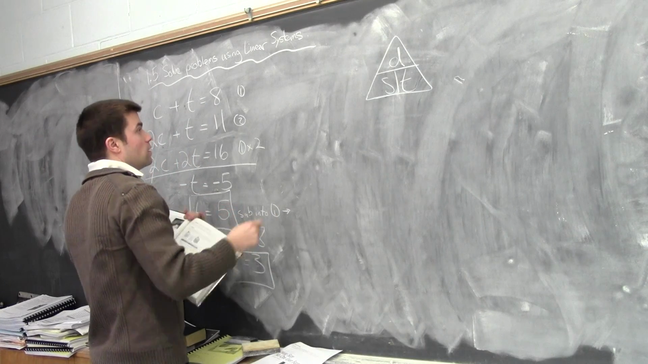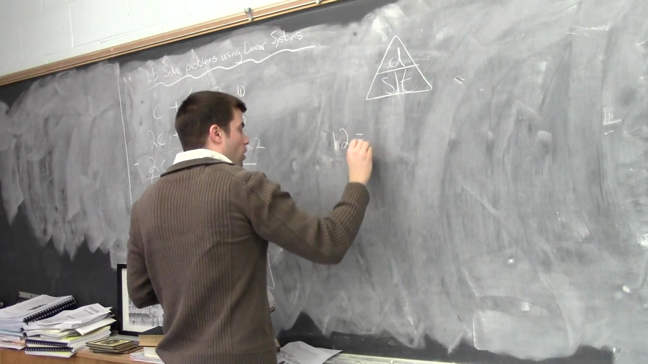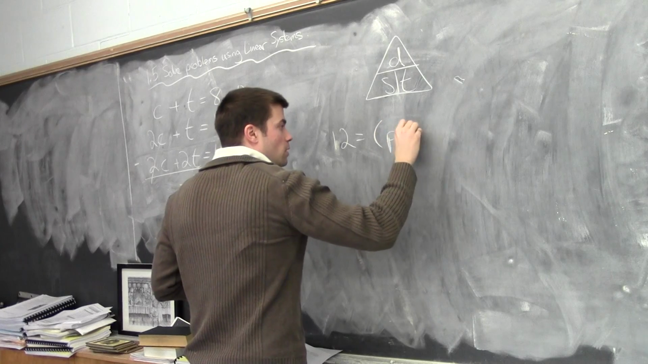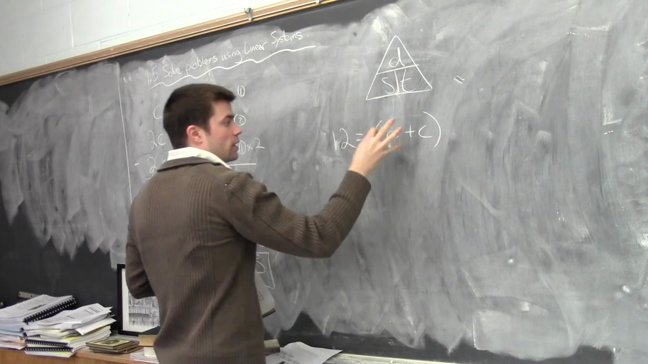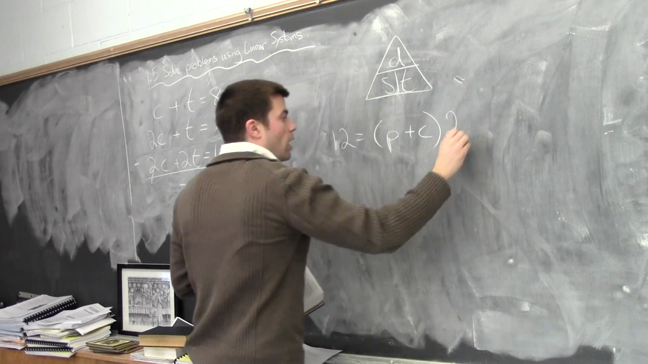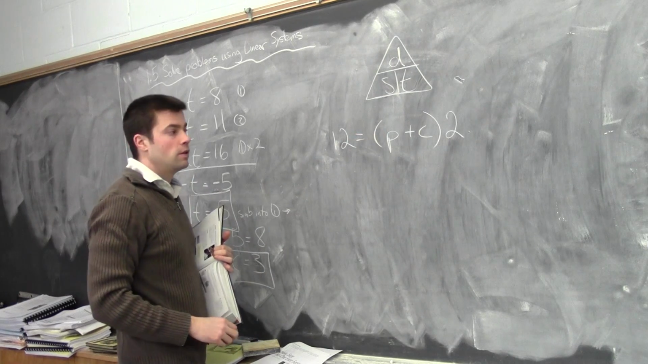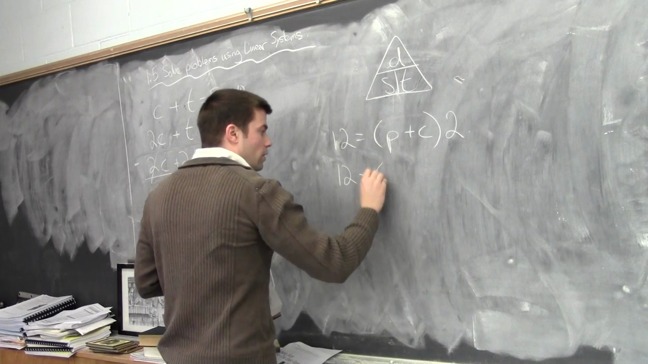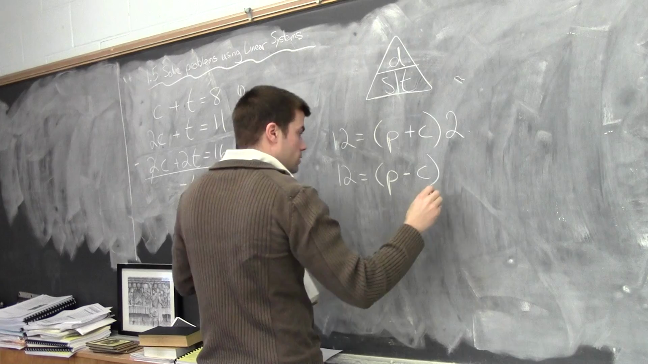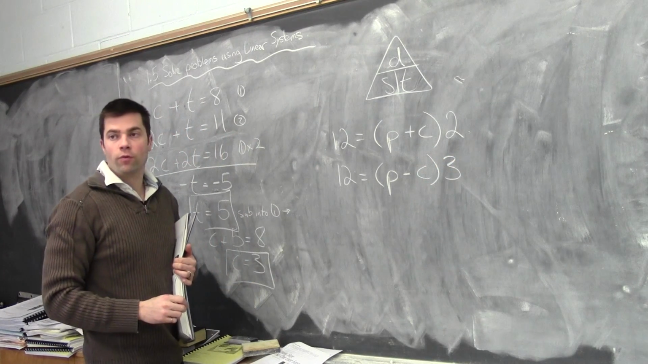So we're always going to say, in either scenario, our distance is 12. So we can say 12 is equal to, when we're going with the current, it's our paddler's speed plus the current speed. So that's our speed times our time. So in this case, it takes us 2 hours. Okay, so when we're going with the current, that's our formula. When we're going against the current, we have our paddler's speed minus the speed of the current times 3 hours. Okay, so there's our two formulas.